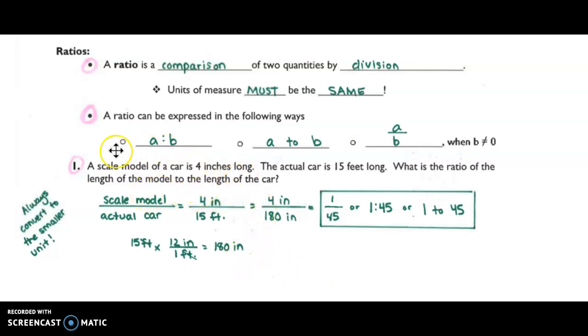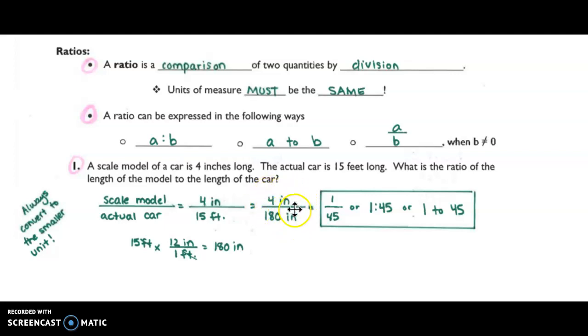And I want to highlight here on the left, it says always convert to the smaller unit, okay? And so here, in this example, you're comparing a scale model of a car from inches to feet, right? And so 4 inches to 15 feet, well, that doesn't make sense, right? So you got to convert one of them. So we're going to convert the 15 feet and make it 180 inches. Okay, don't forget there are 12 inches in a foot.